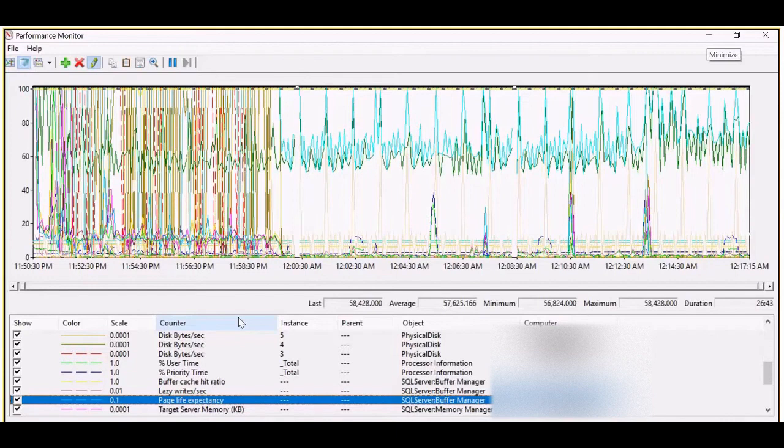Usually if the numbers are not within the ideal, it just means you need to investigate further. It's not conclusive that there's something wrong, except, like I said, average disk seconds per transfer.